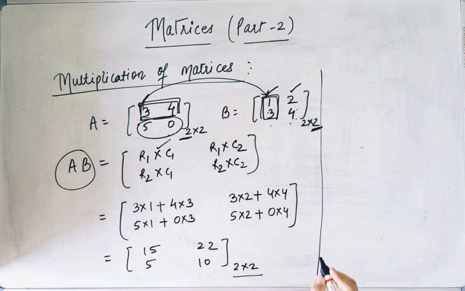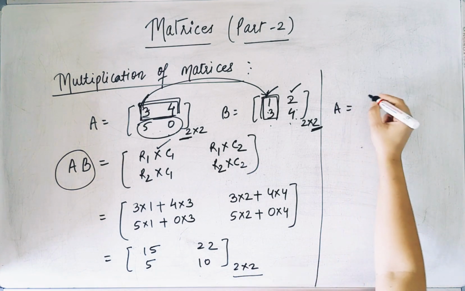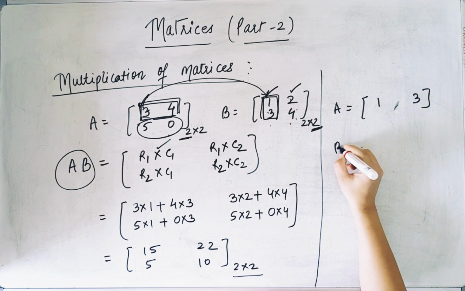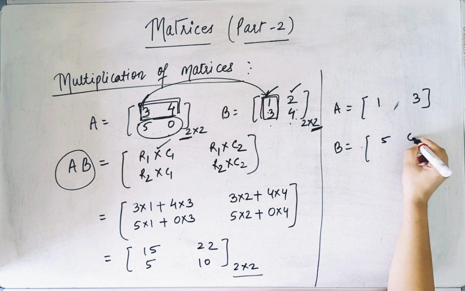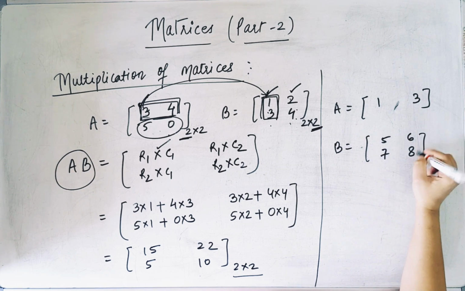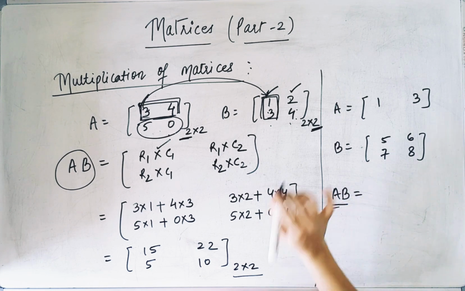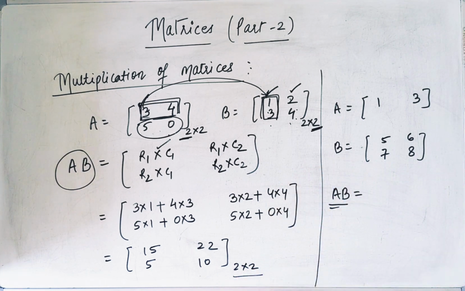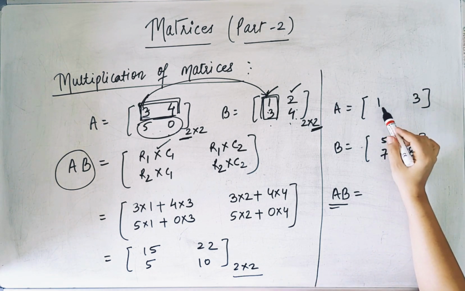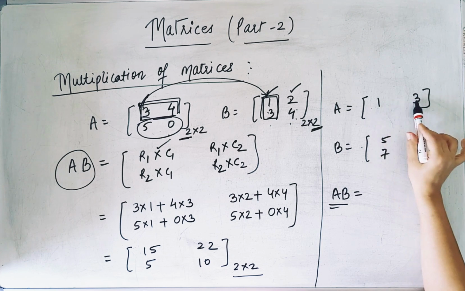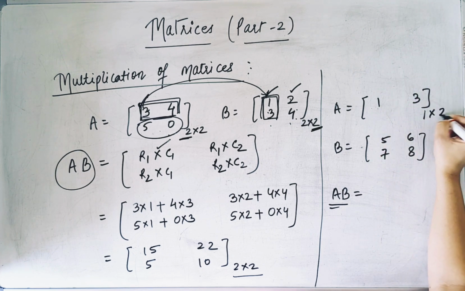For example, if I am provided with A is 1 3 and B is 5 6 7 8. Now I have to calculate order of AB matrix. I don't have to multiply it. I only have to calculate what? Order of AB matrix. So see, if I look over here, 1 3, that means row is 1 but column is 2. Order इसका क्या है? 1 into 2.